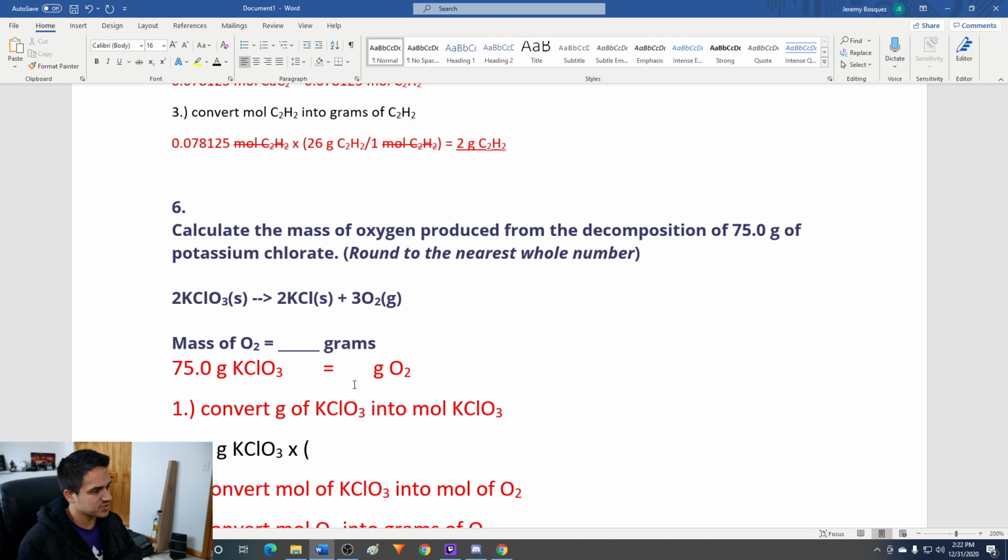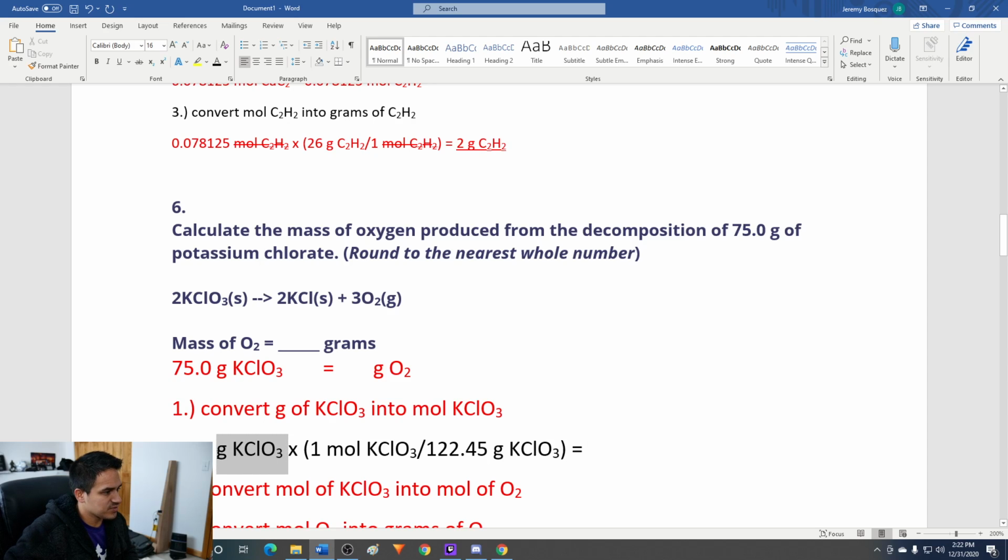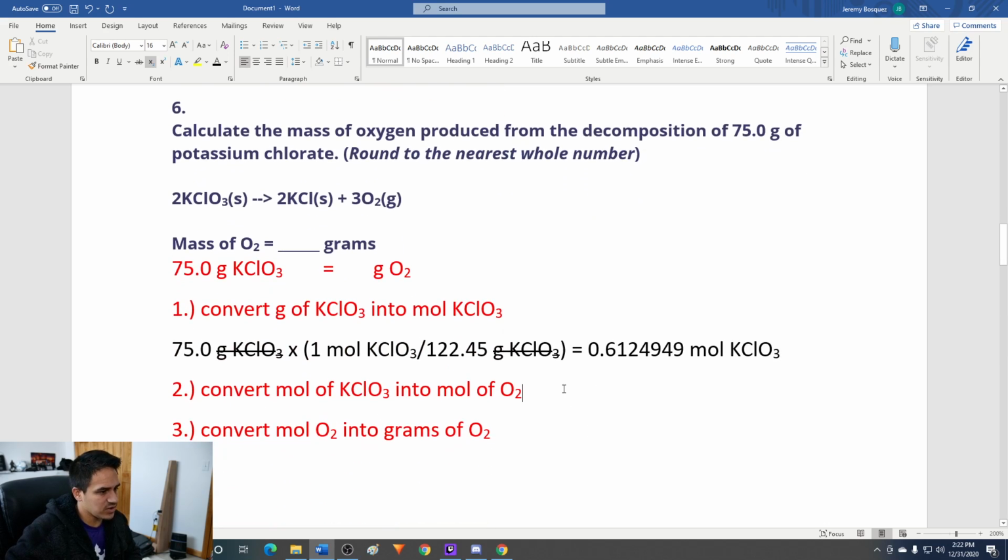Since I'm starting with grams of KClO3, I want the 1 mole of KClO3 on the top, and the 122.45 grams of KClO3 on the bottom, like this. That way my grams cancel with grams. We're basically going to take 75, divide by 122.45, and I get 0.6124949. Again, I'm going to round everything at the end. So there are our moles of KClO3.